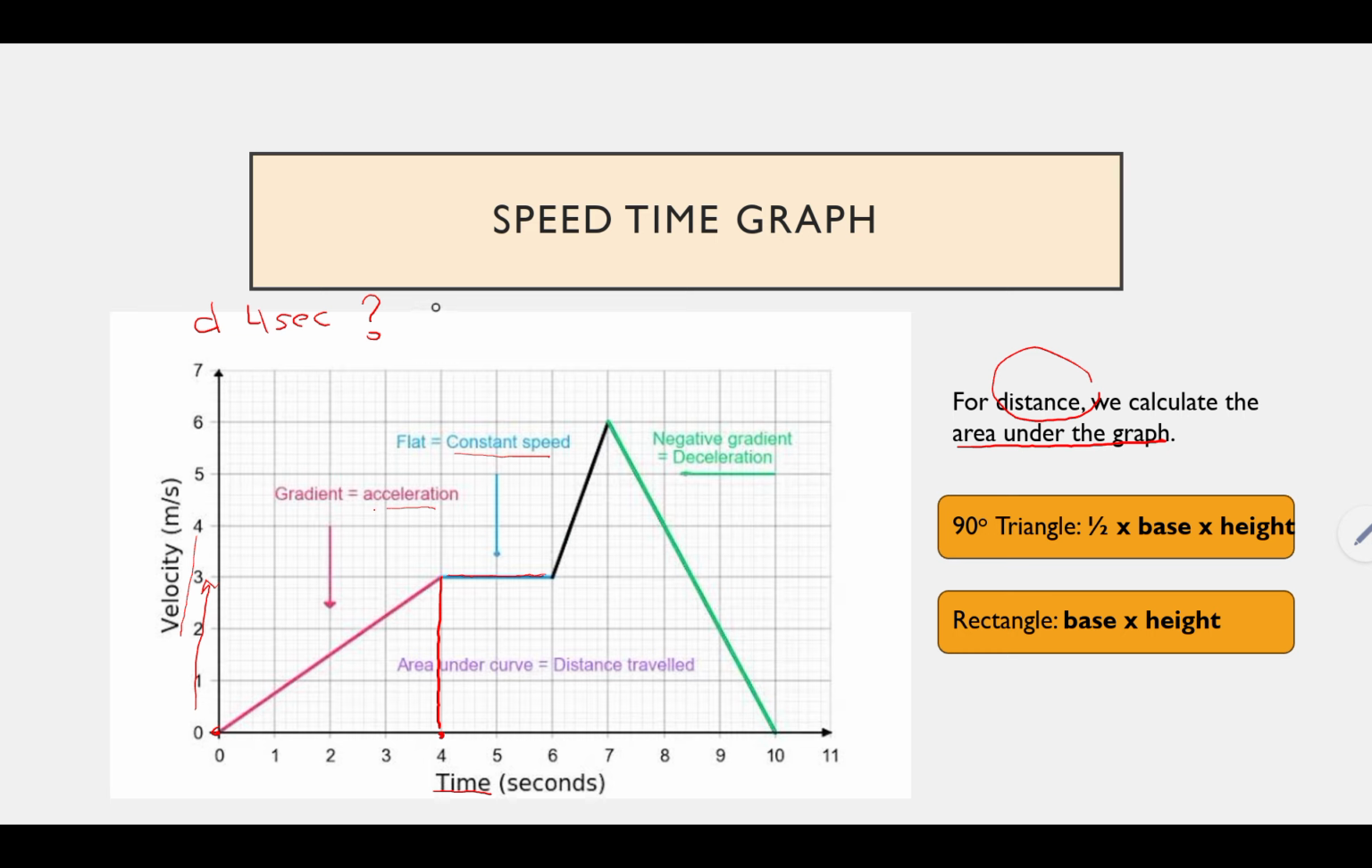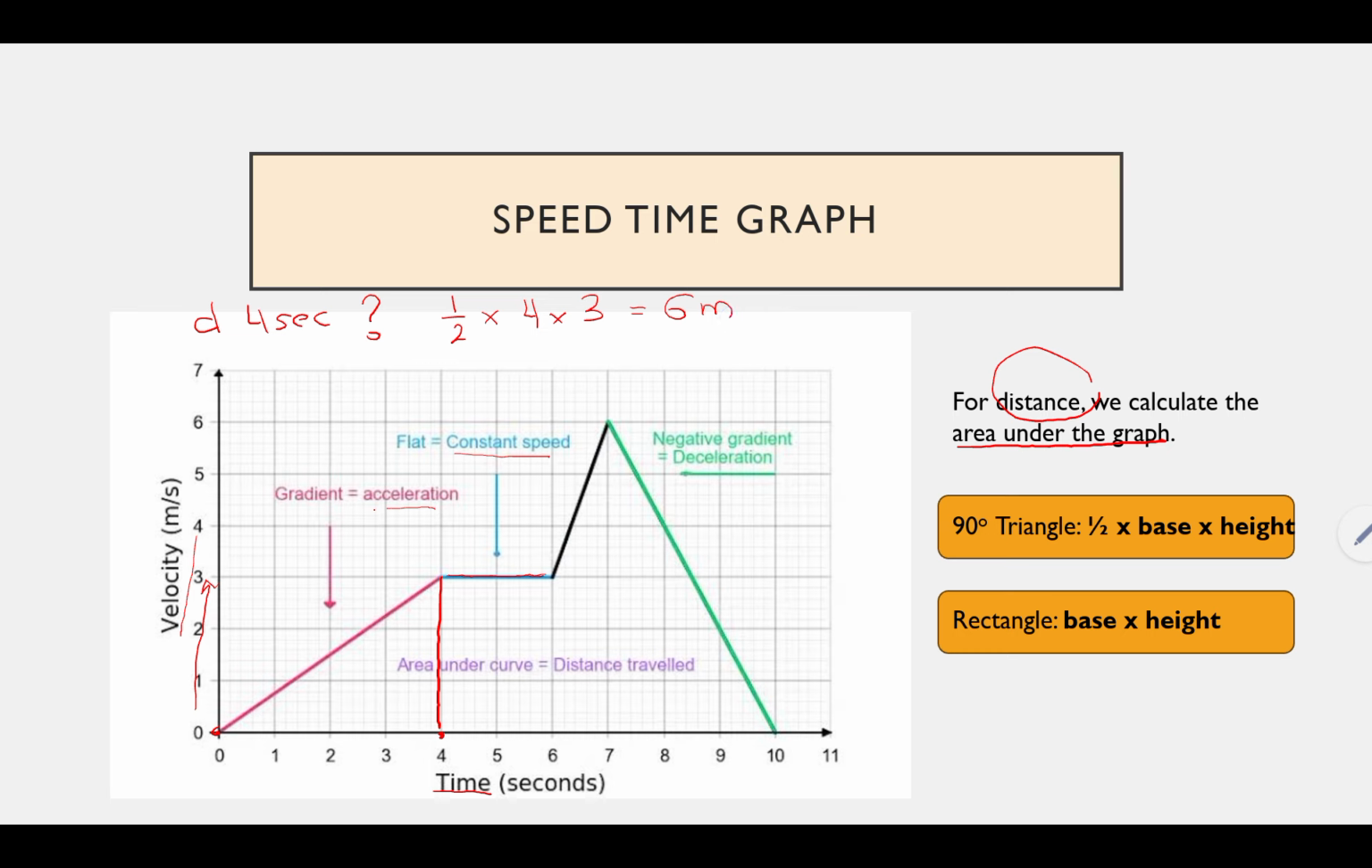Half times base times height. So it's going to be half times, what's my base? From 0 to 4, that's 4. What's my height? From 0 to 3, so that's 3. So half times 4 times 3, which is equal to 6. 6 what? I'm getting distance, so that's meters.